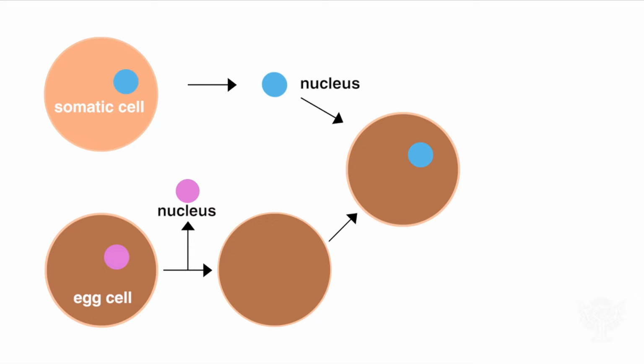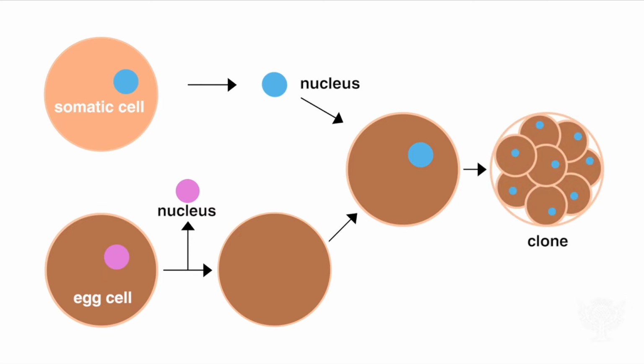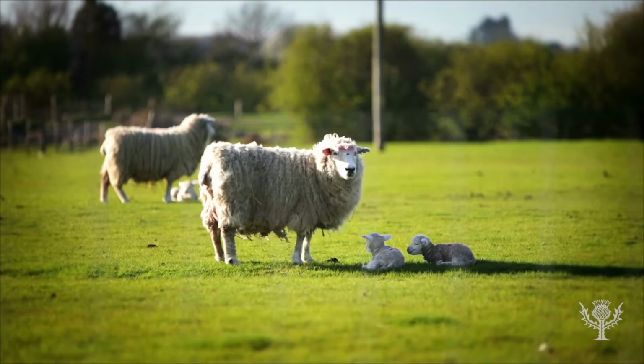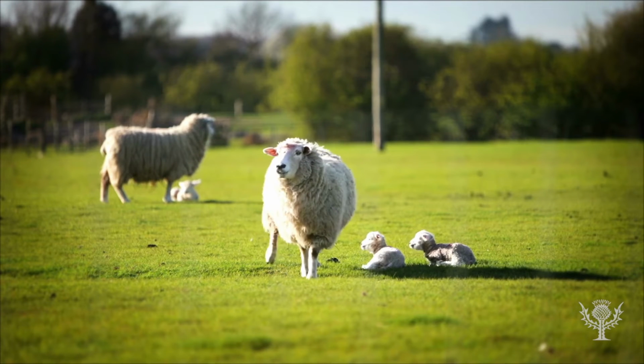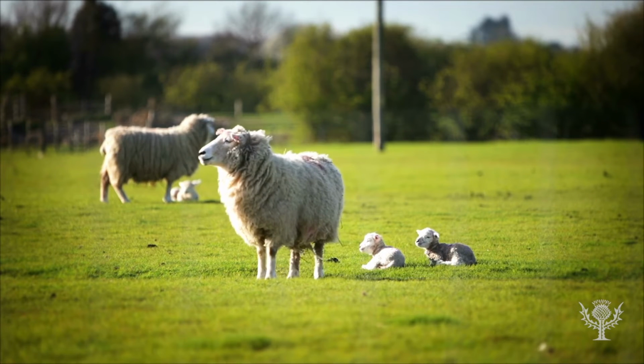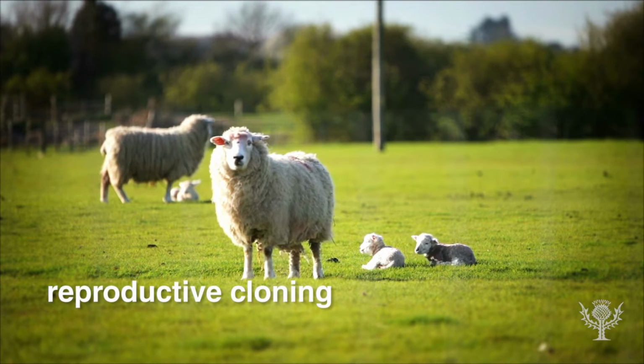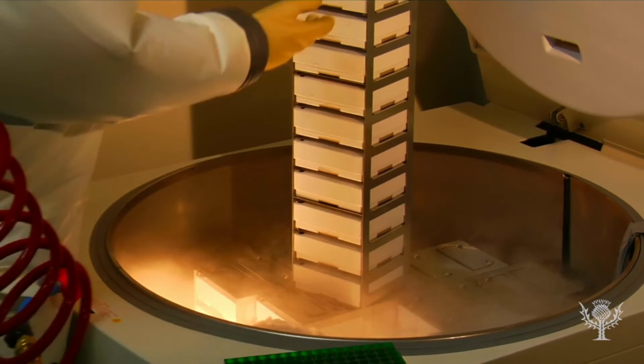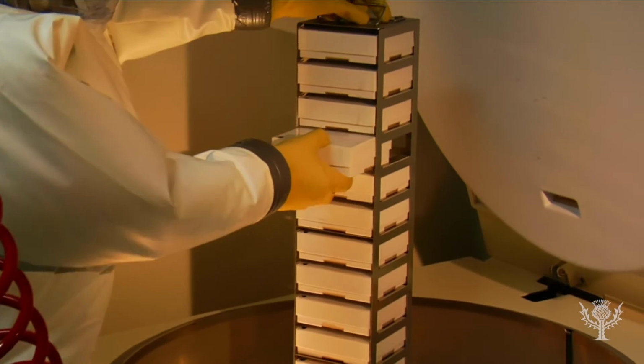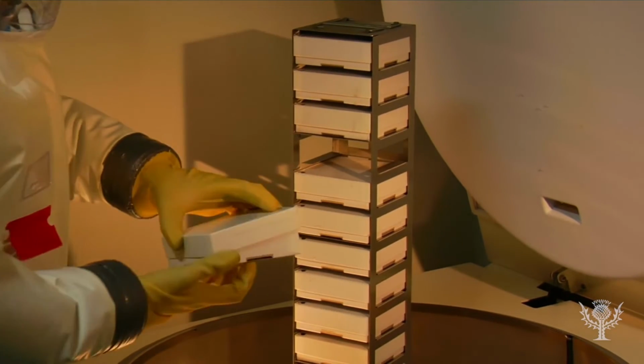Once inside the egg, the somatic nucleus is reprogrammed by cytoplasmic factors in the egg, returning it to an undifferentiated embryonic stage. The egg may then be implanted into the uterus of a surrogate mother to produce a cloned animal through a process known as reproductive cloning. Alternatively, it may remain in the laboratory to be used in studies of therapeutic cloning.